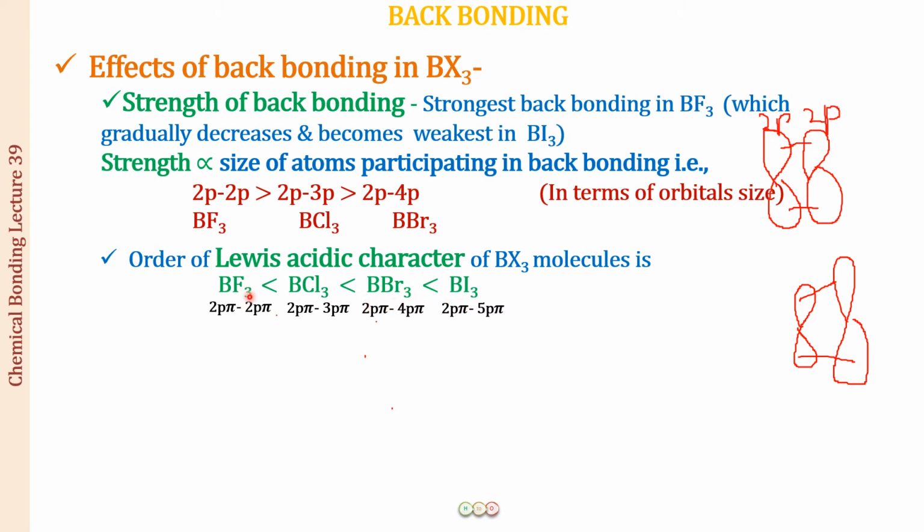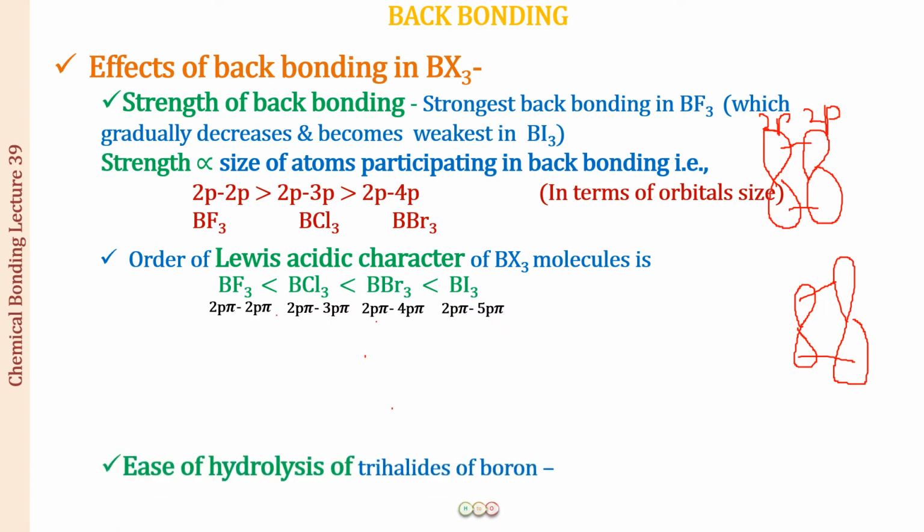Because in BF3 we will be having the maximum back bonding. So boron is no longer electron deficient. Fluorine has already given it an electron pair, shared an electron pair with it. So boron is the least electron deficient in BF3 because of the best back bonding. And BI3 is going to have the least back bonding, so this is going to be the most electron deficient, and hence it is going to be the strongest Lewis acid among all of these.